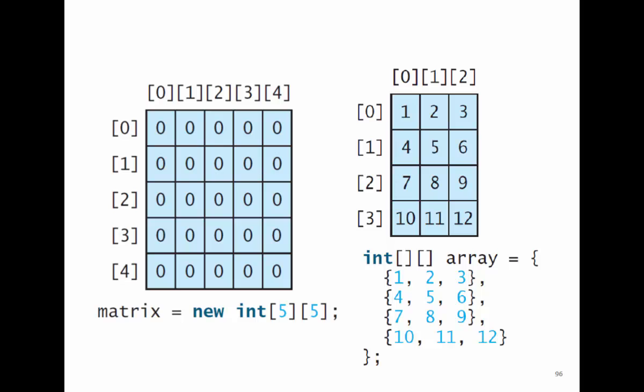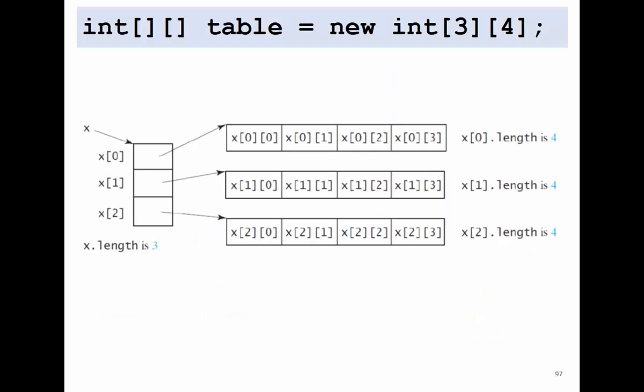Now, can I define and initialize the array when I create it? Yes, I can do that. I open the braces, but for each row I put braces, because each one of these is an array. So this is the first row, 1, 2, 3. Then 4, 5, 6. Then 7, 8. This is the third row, 7, 8. And 10, 11, 12, that's the last row. And don't forget the semicolon. So there's the big braces for the table, and then you have individual braces for each row.